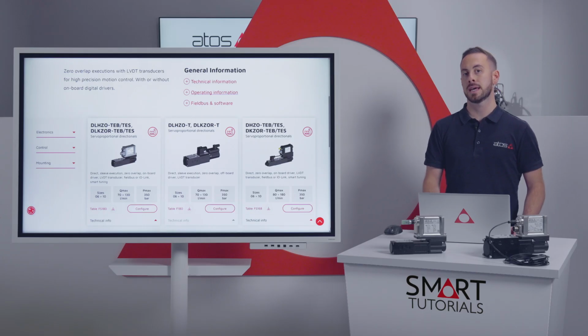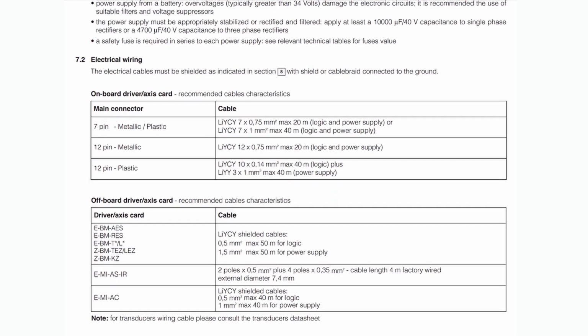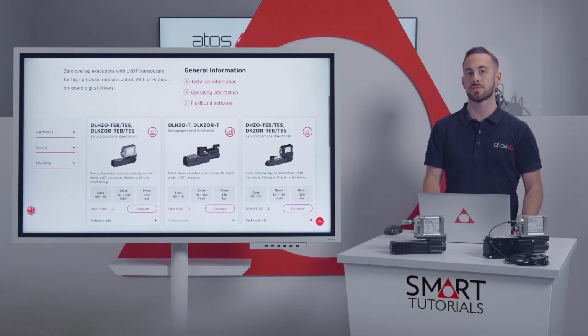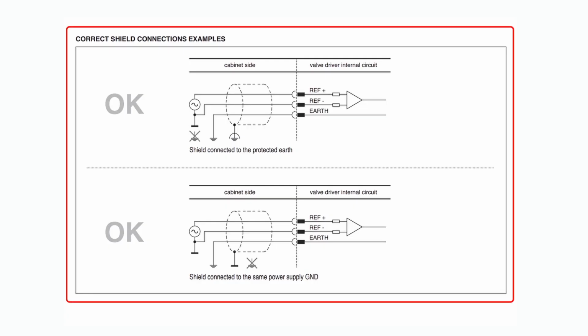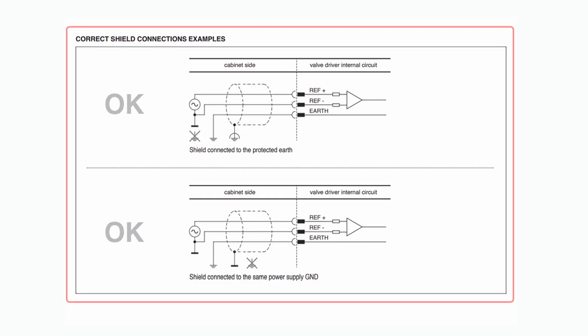Electrically speaking, it is essential to follow the guidelines provided in the Atos FS900 technical table. These include the maximum cable length, the conductor diameter for power and signal wiring, the shielding methods, and the correct grounding strategy for both onboard and off-board drivers. Grounding plays a critical role in avoiding interference that may disrupt the communication between your laptop and the valve.